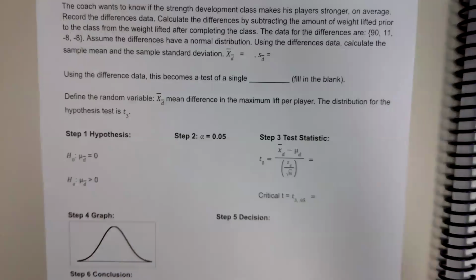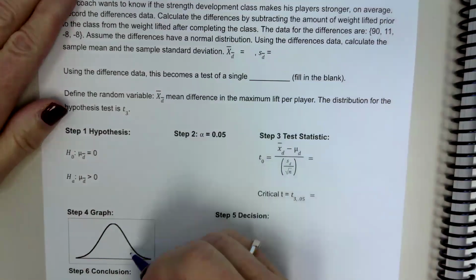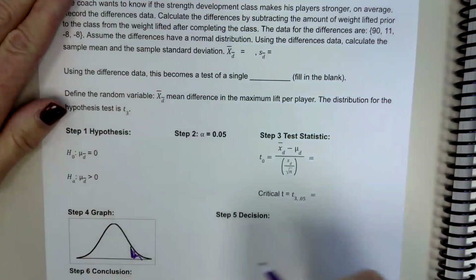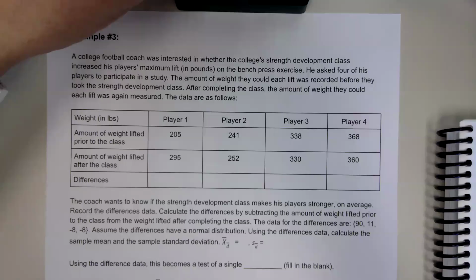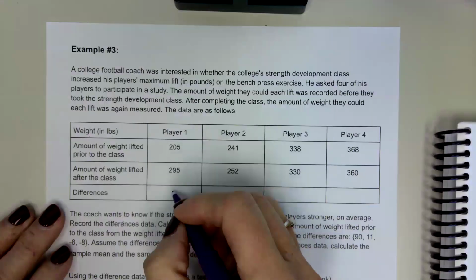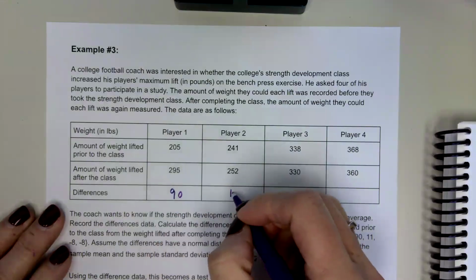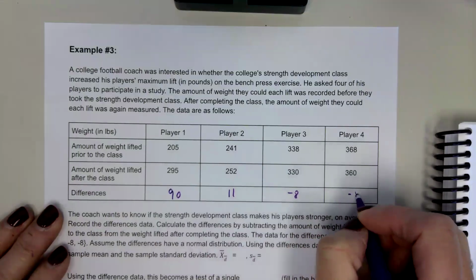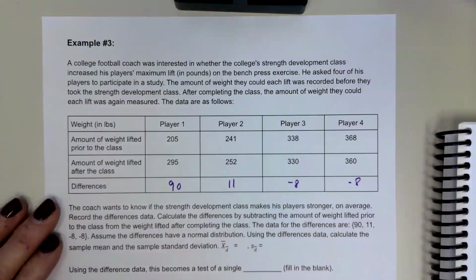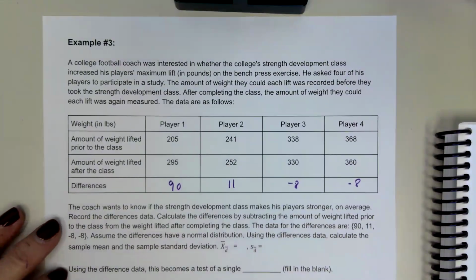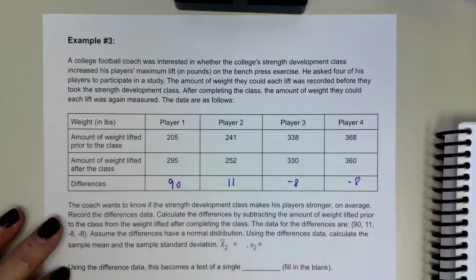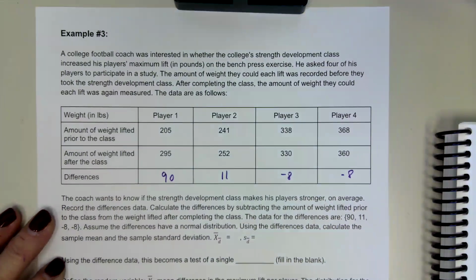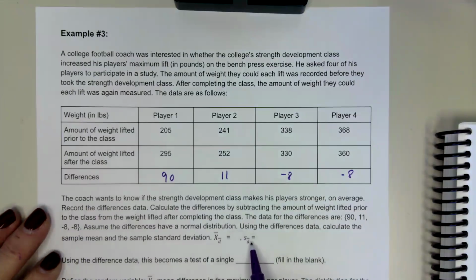So we are doing a test of a greater than. We're going to be shading this way. So we're doing a test that's greater than. So we're going to take the after minus the before. So this is a positive difference, a positive difference, a negative difference, and a negative difference. Okay.